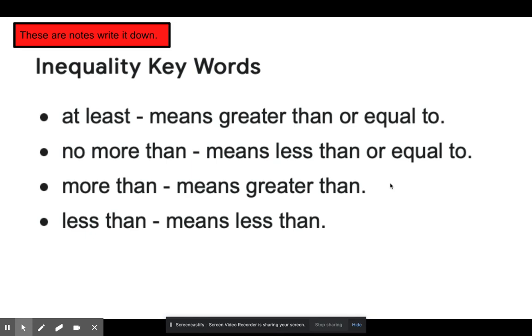Just a reminder about inequality keywords. At least means greater than or equal to. Greater than or equal to is at least. No more than means less than or equal to. More than means greater than. Less than means less than. It's pretty simple. Those are some key words that you will find in inequality word problems. Please take a moment to write this down.